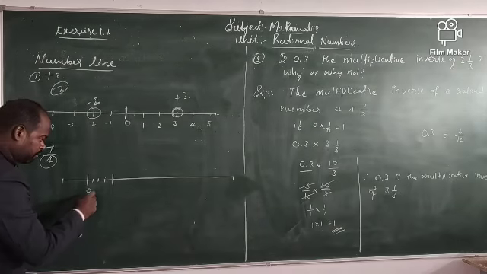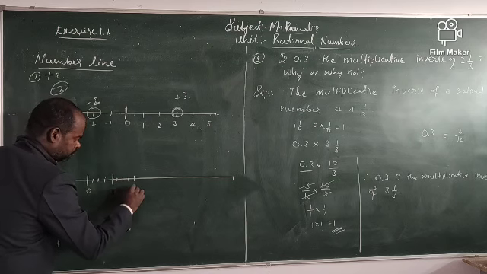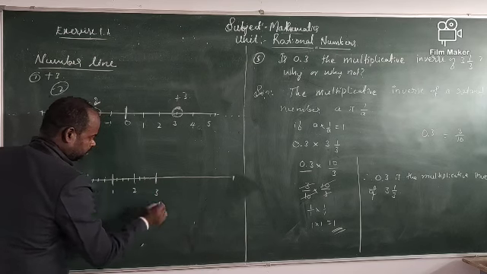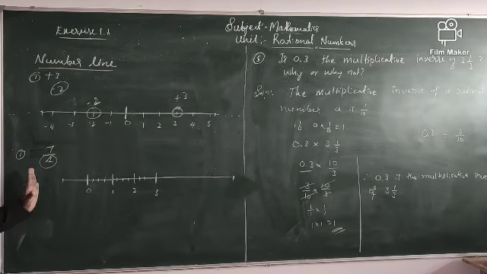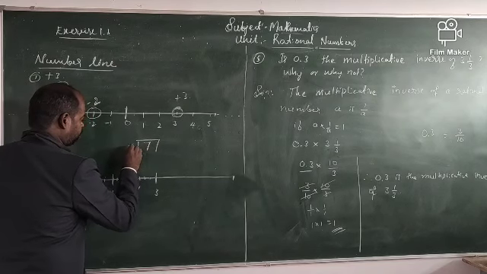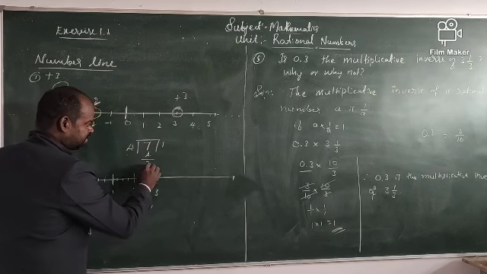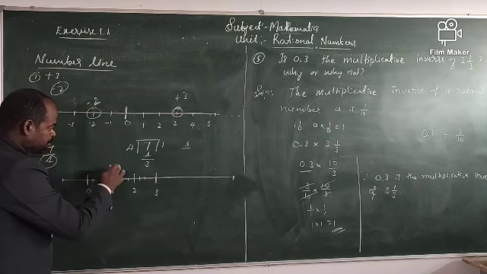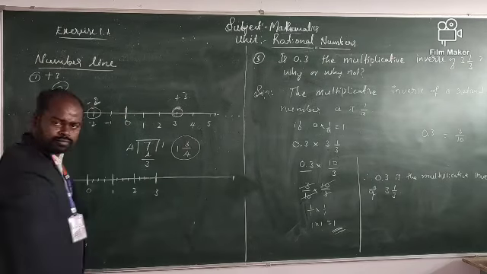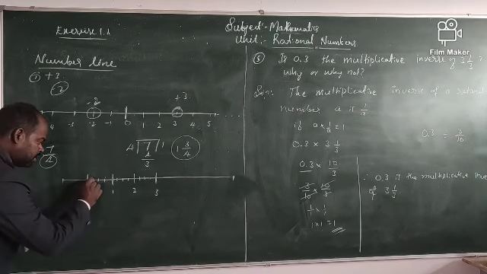Here, one portion. Next, 1, 2, 3, 4. 2. 1, 2, 3, 4. 3. But divide the given rational number by the denominator. If we divide 7 by 4, 4 ones are 4. The remainder is 3. This 3 goes to the numerator, 4 comes to the denominator, and the quotient is the whole part. Understand? Therefore, this is the representation of 7 by 4 on the number line.